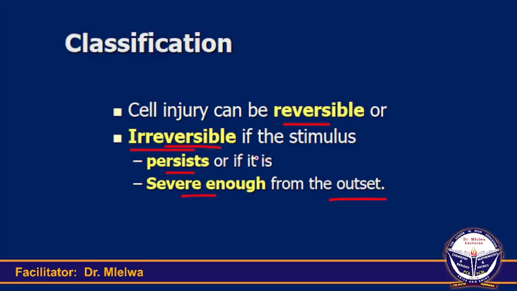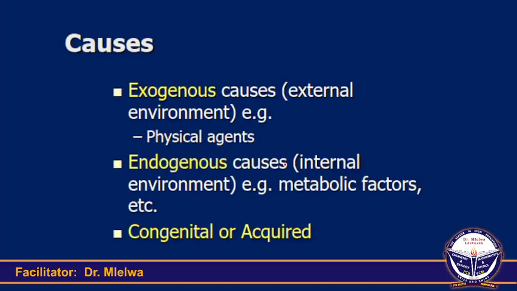irreversible cell injury. So the difference between reversible and irreversible is that irreversible cannot be brought back, the cell conditions cannot be restored. Why? It's because the cause of destruction of the cell, or the cause of cell injury, persists for a long time or it is severe enough.